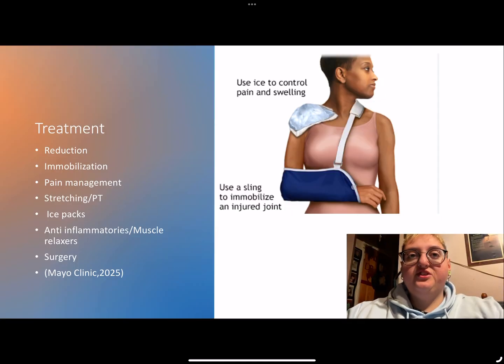Treatment of dislocations is usually a closed reduction, where anesthesia is given so that the doctor can manipulate the bone back in place. The joint is then immobilized by a sling or other piece of ortho equipment so that the joint can heal in its proper place.